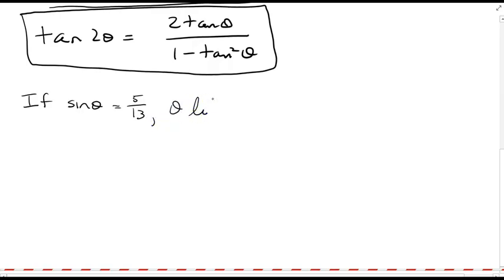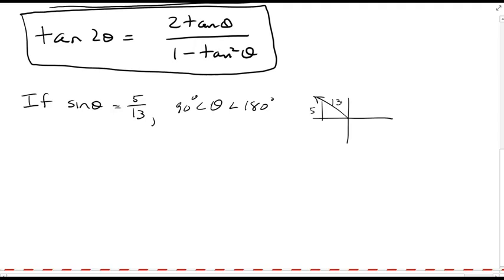Well, let's put it this way. Instead of saying that, let's say that theta is greater than 90 but less than 180 degrees. So that tells you right away the quadrant it lies in, which in this case will be quadrant 2. So you're sketching it, and all we know is that the sine of theta is 5 over 13 in quadrant 2.